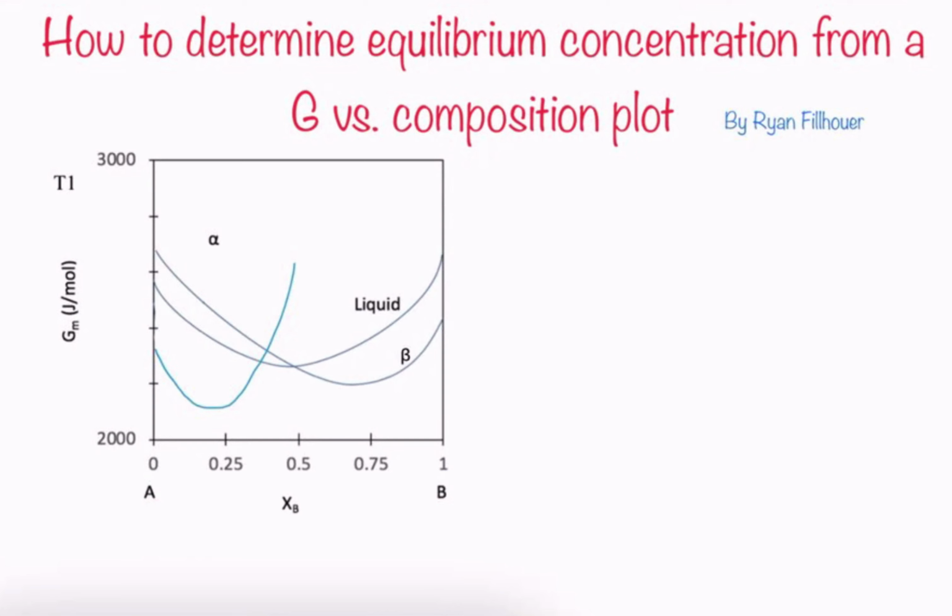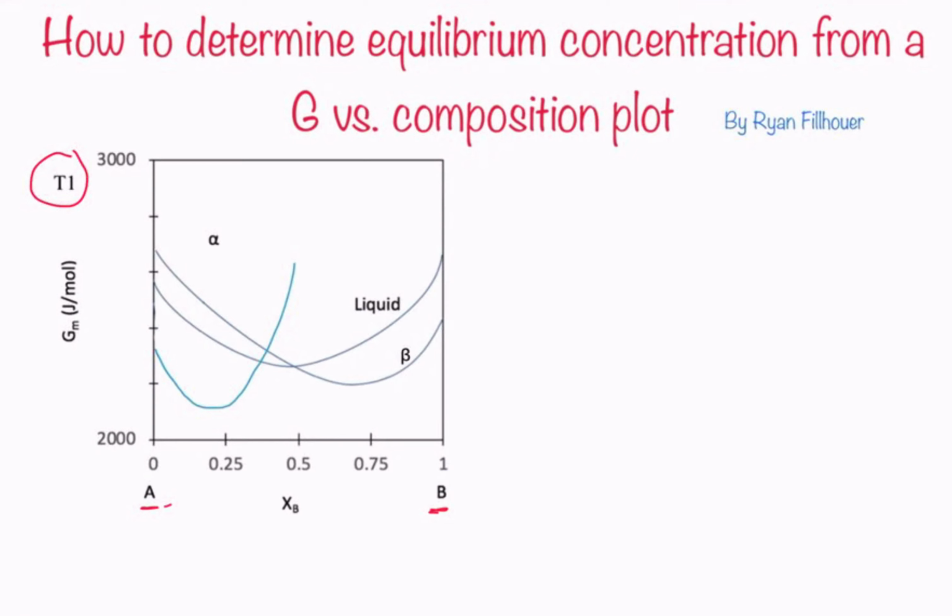In this example, we have a binary system that has two components. First component is component A. Second component is component B. And these components can be an element like hydrogen or iron or nickel, or they can even be compounds like silicon dioxide or methanol. And this system is at a constant temperature, T1.